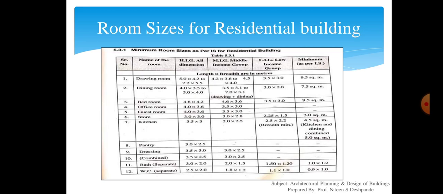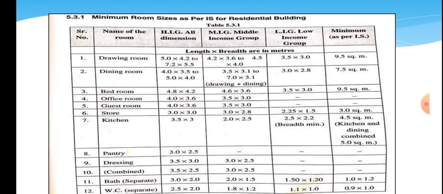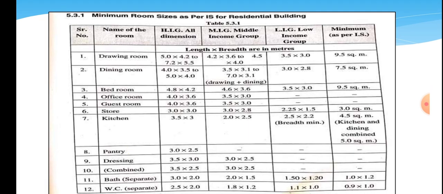For drawing room, the high income group has a size of 5 by 4.2 to 7.2 by 5.5. For middle income group it is 4.2 by 3.6 to 4.5 by 4 meters. For lower income group it is 3.5 by 3 meters, and as per Indian standards the minimum area for drawing room is 9.5 square meter.